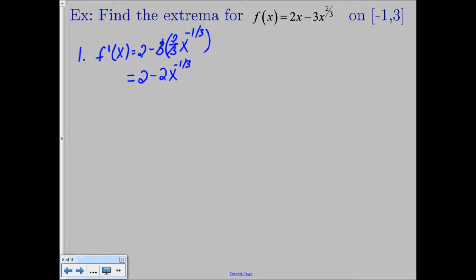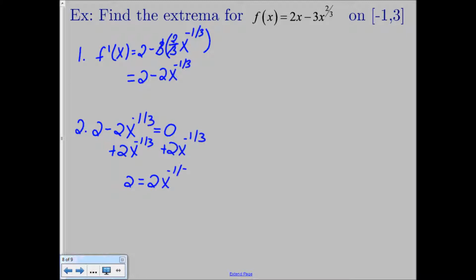So our second step was setting it equal to 0, so we're going to get 2 minus 2x to the -1/3 equaling 0. So we'll add this 2x to the -1/3 to both sides. We're going to get that 2 is equal to 2x to the -1/3. Dividing both sides by 2, we can get 1 is equal to x to the -1/3.